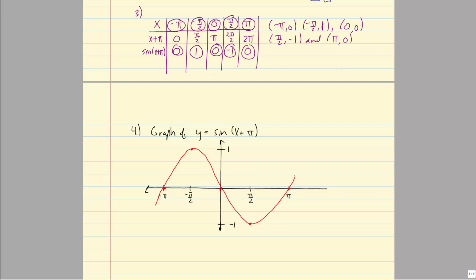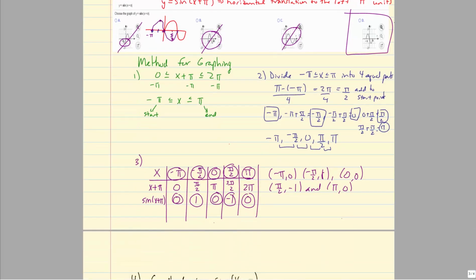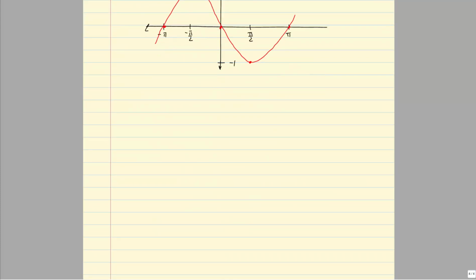Okay, so that's the sine curve. It's just moved over pi units to the left. And so that would be my graph. And again, if you can recognize what this is right away as this translation up here, you don't have to go through all these methods for graphing. Now for more complicated problems, you definitely will. So let's go ahead and look at a few more.